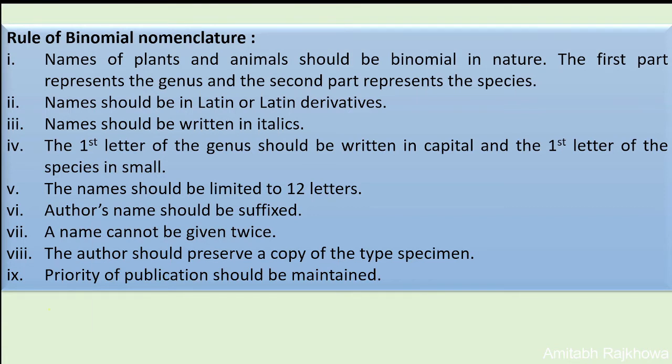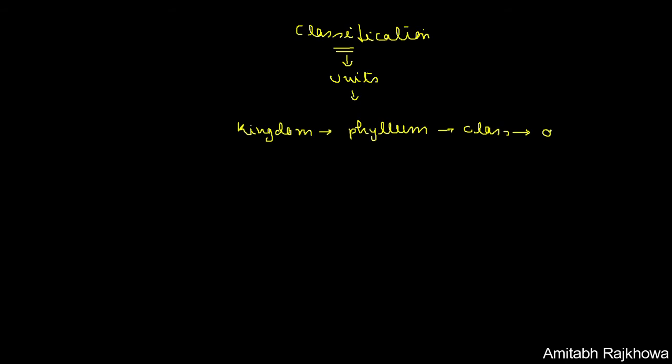Now the next point is classification. For classification, some units are used, and these units are known as units of classification or units of taxonomy. And these units are kingdom, phylum, class, order, family, genus, and species. So these are the units of classification.